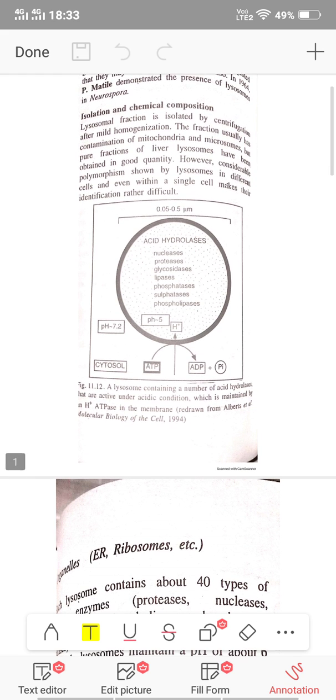Structure and occurrence. The lysosomes appear as dense bodies in the cell and are surrounded by a membrane. The interior contains granulated stroma and vacuoles.